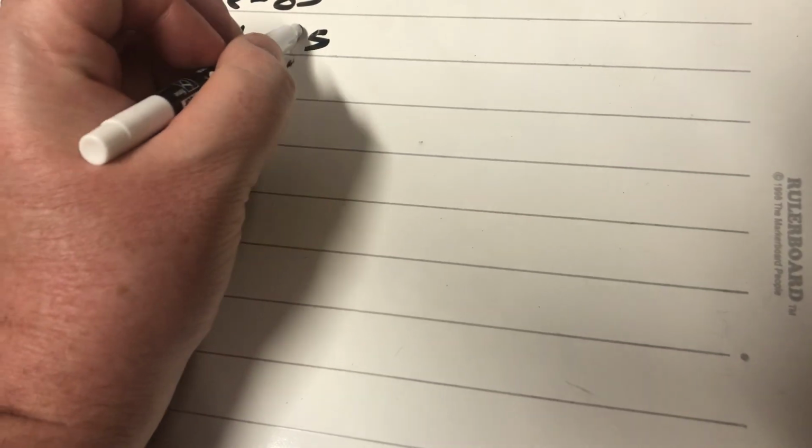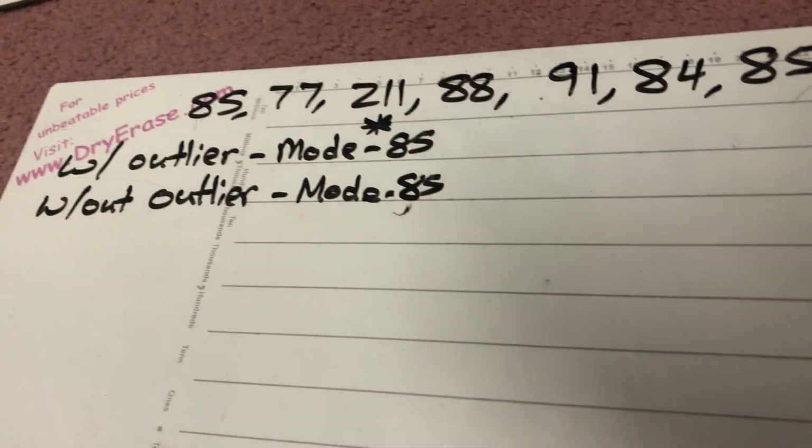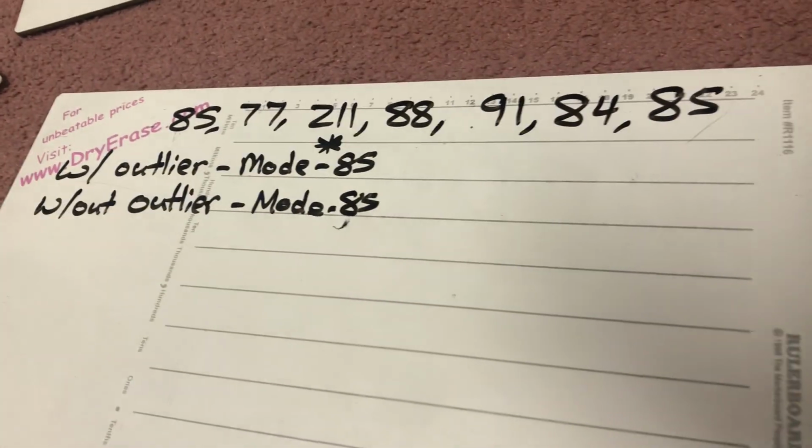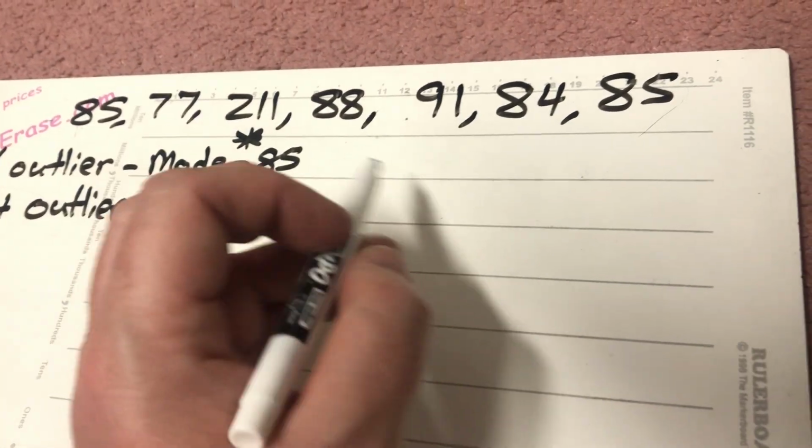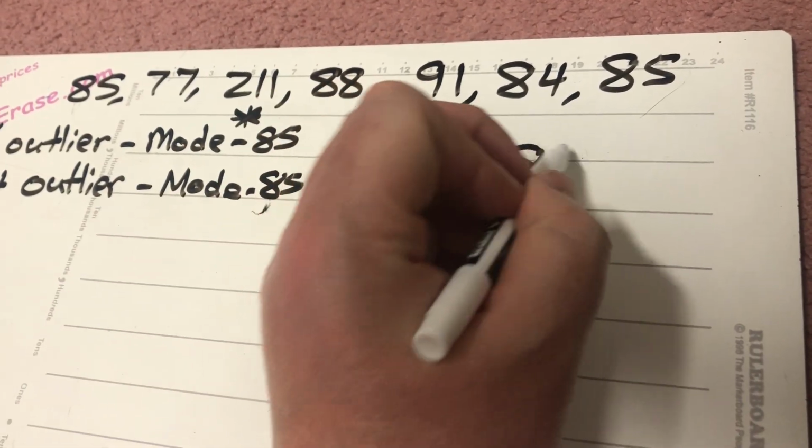Because 85 still appears twice. That's not very good. Let's actually get a decent 8 there. There we go. All right, let's work on the mean. Now remember the mean, I've got to add all the numbers together. So I'm going to make a long addition problem here.